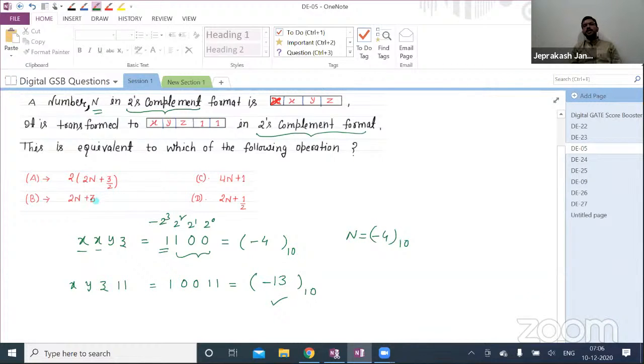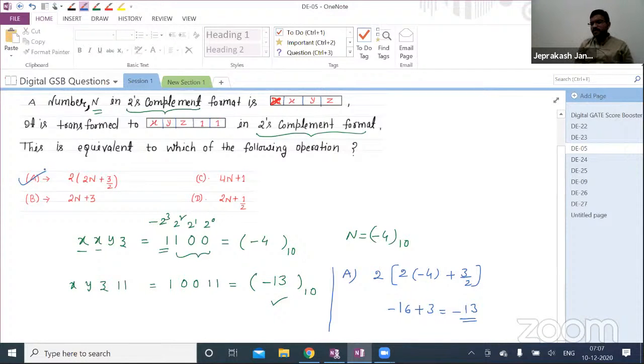Now, just verify option by option. First, let us consider option A. Whichever option satisfies, that will be the answer. Okay. So 2 into 2n, that means 2 into minus 4, plus 3 by 2. So 2 4s are minus 8. Minus 8 into 2, that is minus 16 plus 3. That is nothing but minus 13. You are getting option A. Yes, very good. Option A is the correct one. Yes, Tarun got option A. Yes, very good.